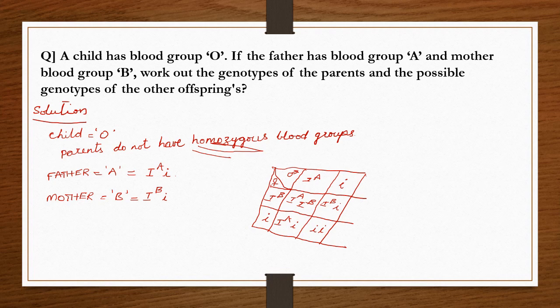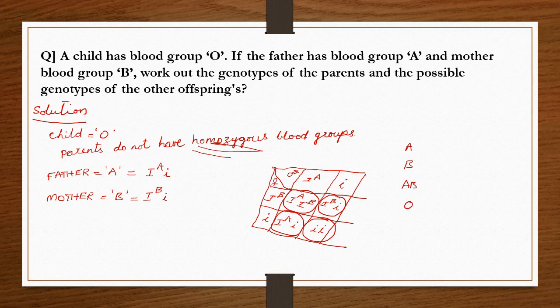Now find out the possible genotypes of other offspring. One child gets O blood group, and of the remaining, one child will get AB blood group, one child will get B blood group, and another child will get A blood group. That means all the possible blood groups of the children are A, B, AB, and O. O is already given in the question. Now what are their percentages?